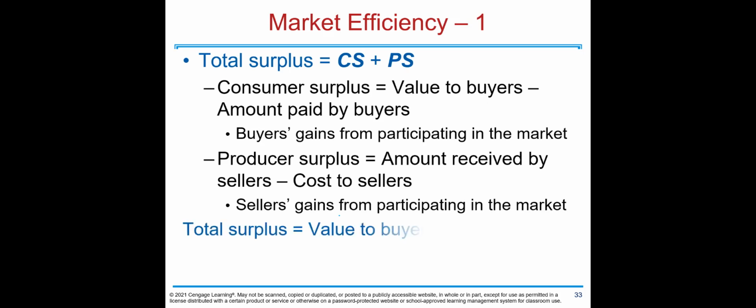Total surplus is the sum of consumer surplus plus producer surplus. Consumer surplus is equal to value to buyers minus amount paid, which represents buyers' gains from participating in the market. Producer surplus is equal to amount received by sellers minus cost to sellers, which represents sellers' gains from participating in the market. So total surplus is value to buyers minus cost to sellers.